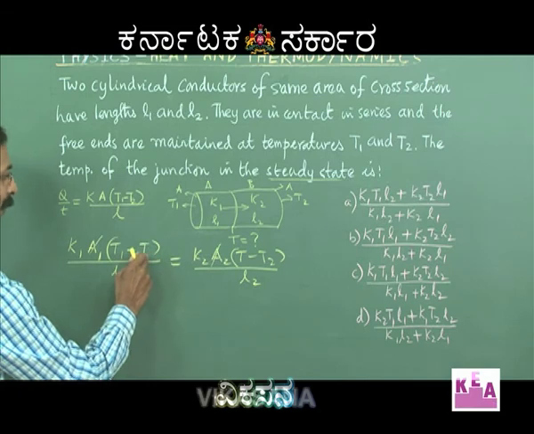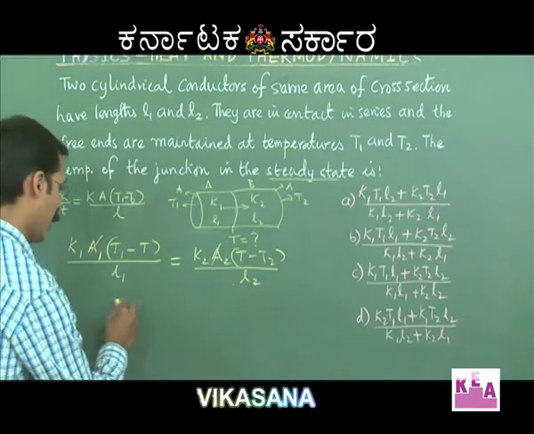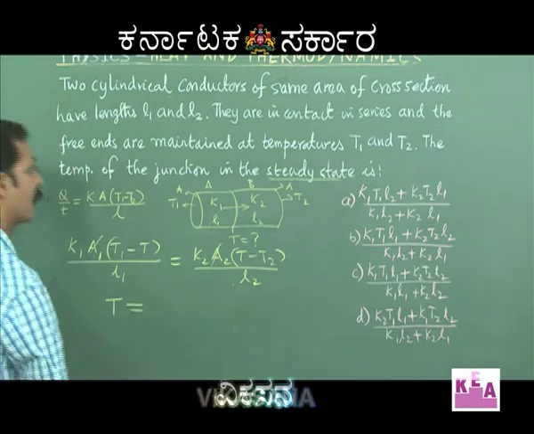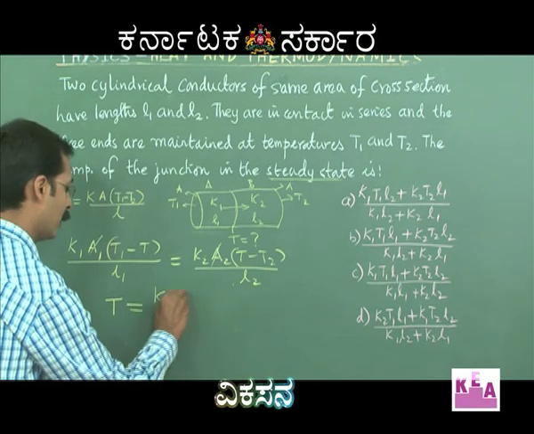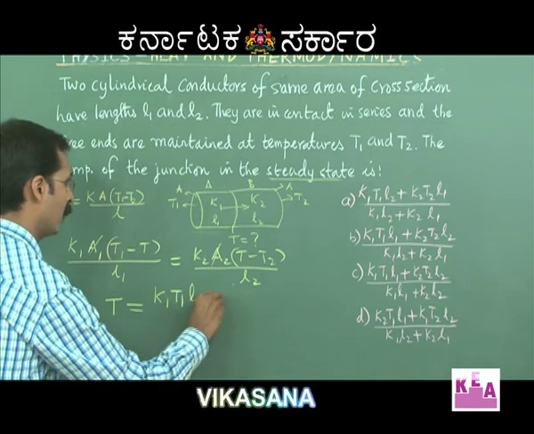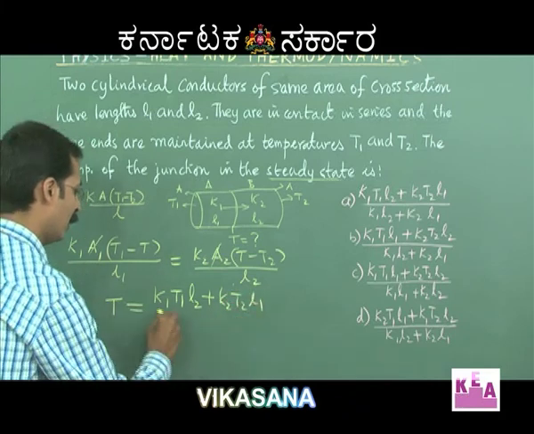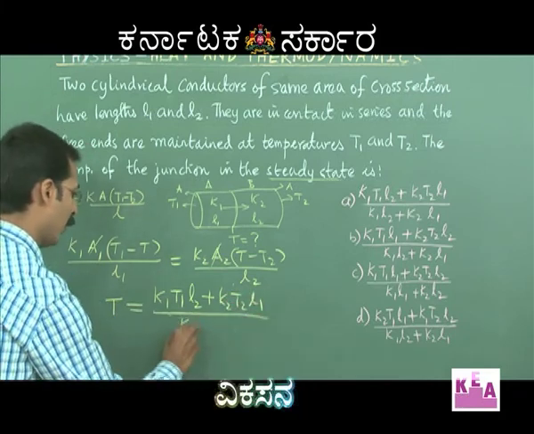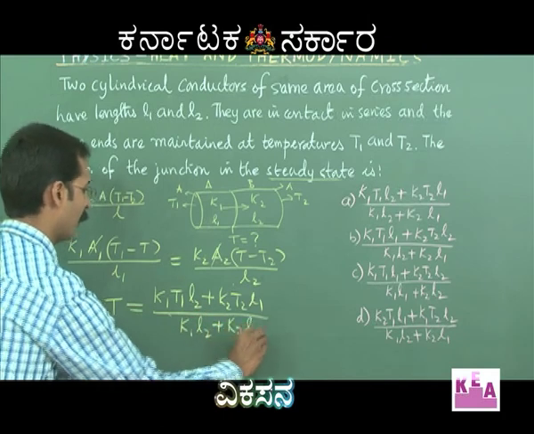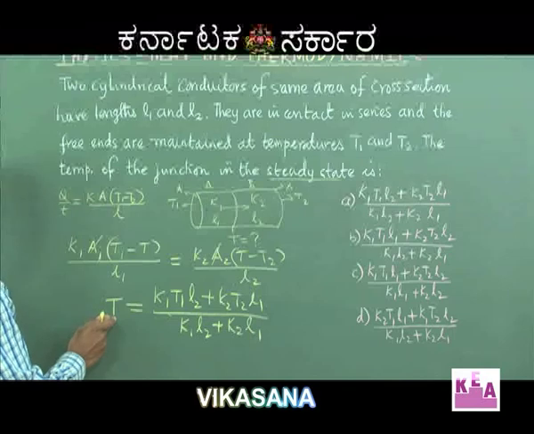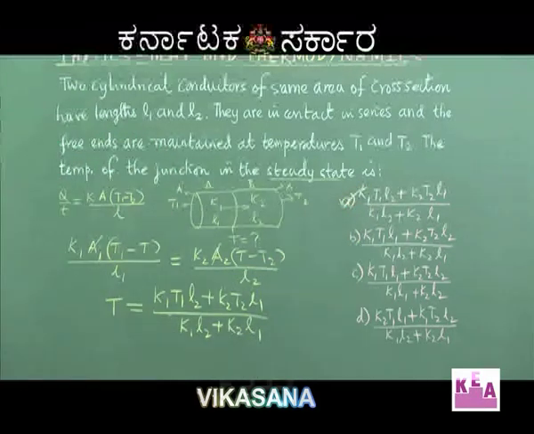I can simplify for T, separating the T's and putting the others on the other side, and simplifying this I get the junction temperature T is equal to (K1 T1 L2 plus K2 T2 L1) divided by (K1 L2 plus K2 L1). This is the junction temperature. The answer turns out to be A. The correct option is A.